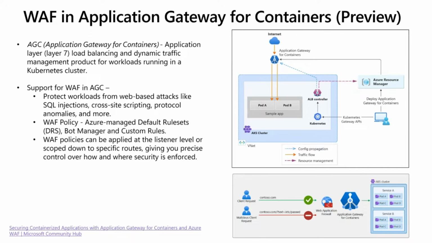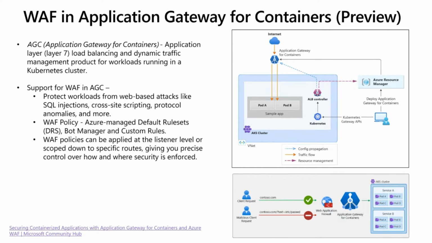Now, the next one on the list is the WAF and Application Gateway for Containers. Application Gateway for Containers is Azure's next generation layer 7 load balancer, tailored for Kubernetes workloads running on AKS clusters. This is now in public preview. It supports Azure WAF, extending robust web application protection to containerized environments.